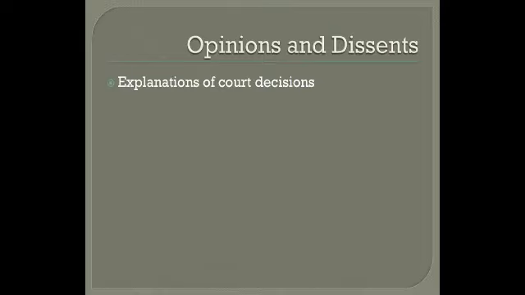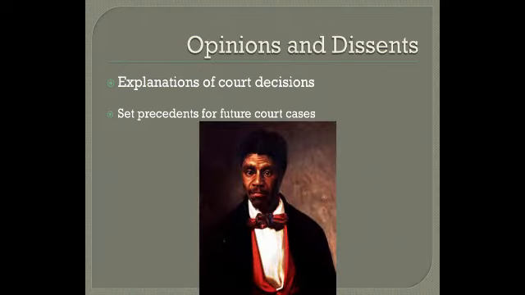Another thing that's really important is that the Supreme Court is able to give opinions and dissents. In other words, they give explanations of court decisions. So at the end of their trials, they'll actually write up an explanation explaining why things were ruled on, and this kind of hints to everybody else what will actually happen if a similar case arises in the future. So it kind of sets precedent.